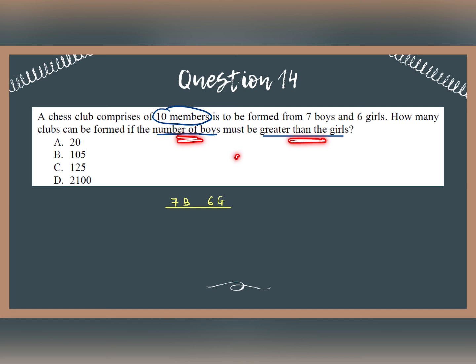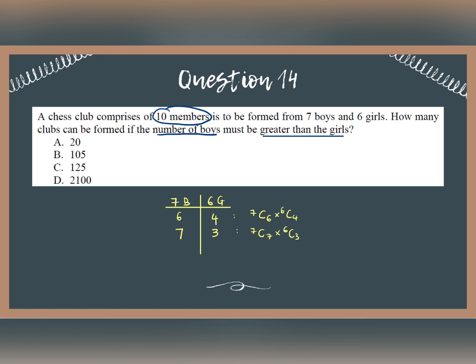Kalau kita sama dia akan jadi 5-5 kan. Tapi dia tak nak. So kita akan start dengan 6 boys, 4 girls. Kita nak cukupkan 10 orang dan 7 boys, 3 girls. Boleh tak buat 8? 8 tak boleh lah sebab kita cuma ada 7 boys sahaja. So hanya ada these 2 options. So it will be 7C6 times 6C4 and 7C7 times by 6C3.